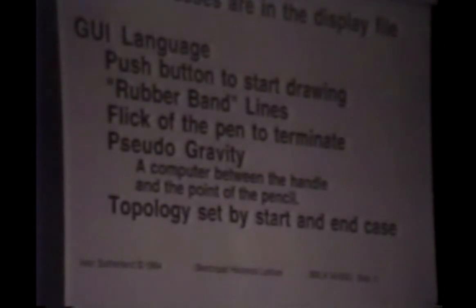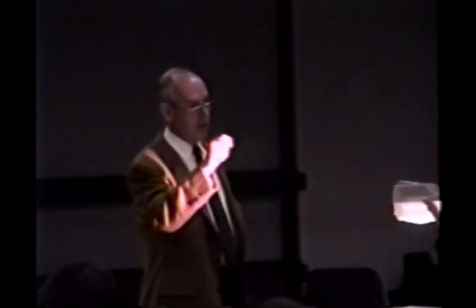I used a flick of the pen. It turns out if you moved the pen too fast, the pen tracking routine would die. And so I used that as the termination signal. So you'd start by pushing a button, and then you'd move in a, you know, nice smooth gesture, and when you're finished, you'd flick the pen, and you'll see that also in the movie.